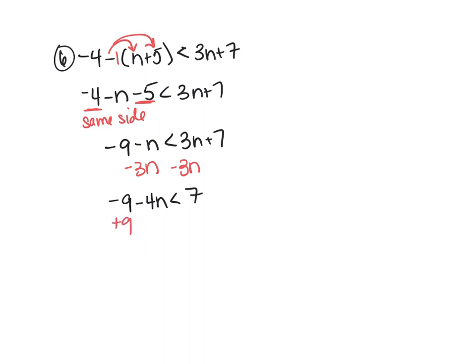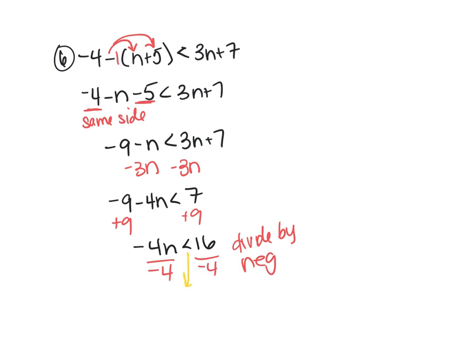And then we're going to move the constant over. Add 9 to both sides. Negative 4n is less than 16. And then I'm going to divide by negative 4. And I'm dividing by a negative. So I'm going to reverse the sign to greater than. And that's n is greater than negative 4.